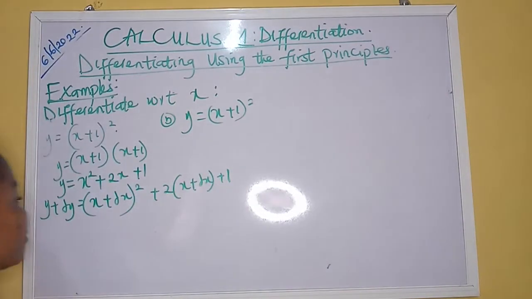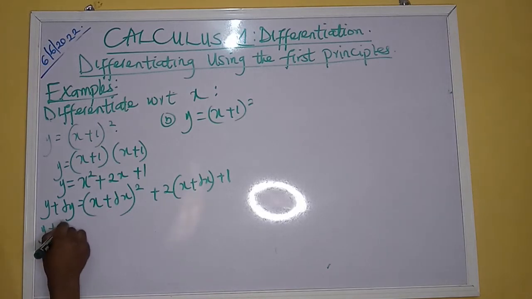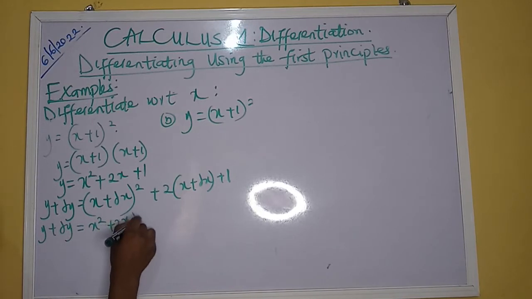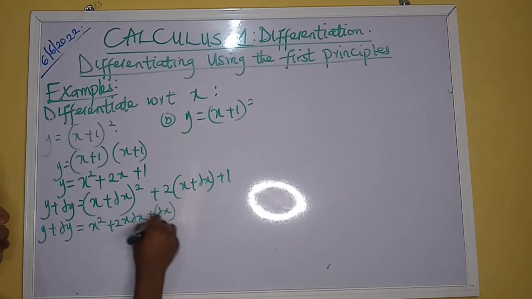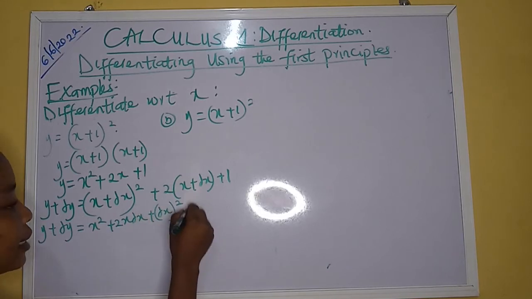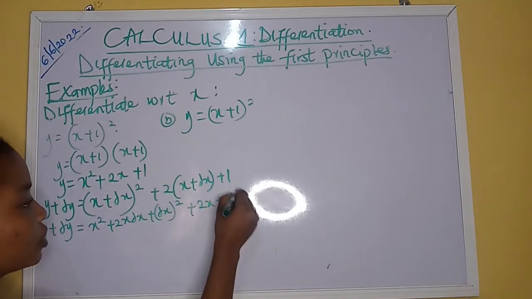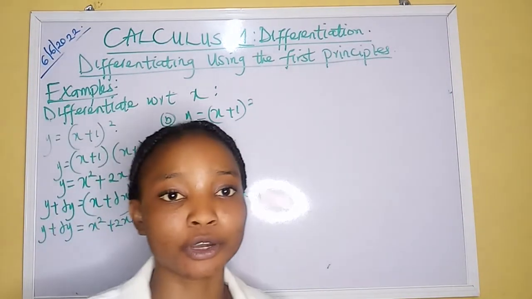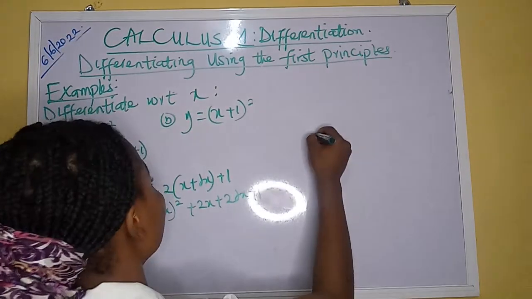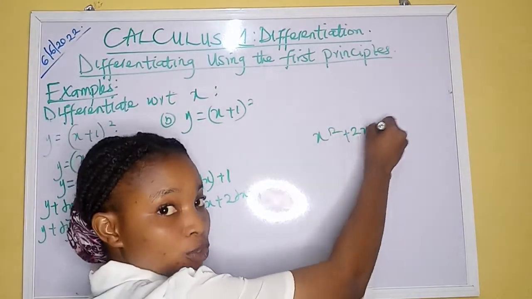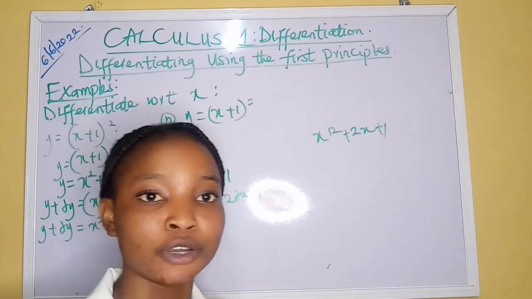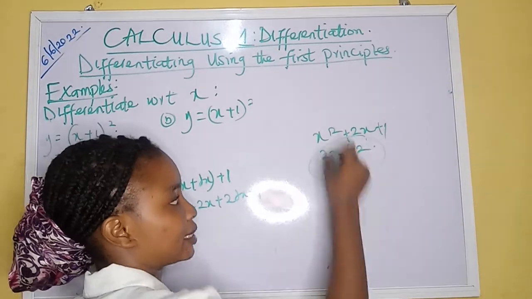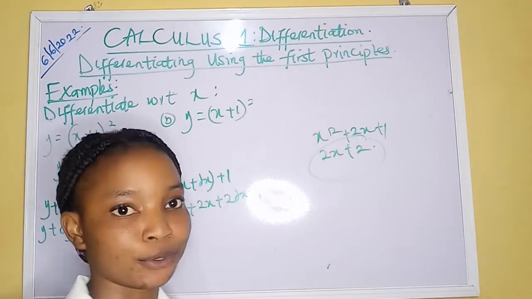Following on, we have y plus dy gives me x squared plus 2x dx plus dx squared. I should open up this bracket: I have 2x plus 2dx plus 1. You can even decide to solve it using the normal knowledge, and that is your x squared plus 2x plus 1. When you differentiate this using the normal knowledge, you have 2x plus 2. So this is what we should be getting, even after using the first principle.